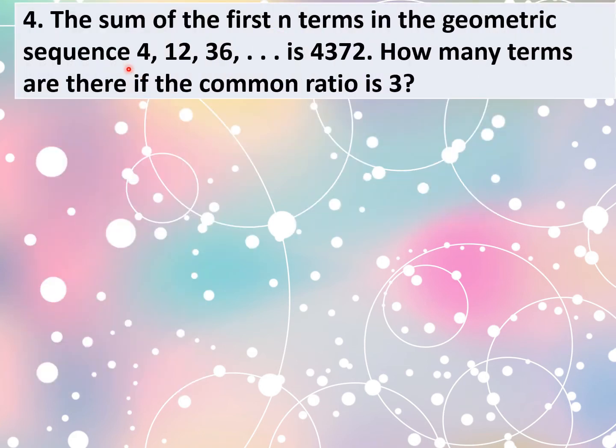Let's have the first example. The sum of the first n terms in the geometric sequence 4, 12, 36 is 4,372. How many terms are there if the common ratio is 3? So, ibig sabihin, dito, from the given sequence na 4, 12, 36, ay makakakuha daw tayo ng sum na 4,372. Pero hindi natin alam kung ilang terms ang idinagdag para makuha ang 4,372. Kapag ang common ratio daw ay 3, ilang terms ang idinagdag natin para makuha itong sum na to?